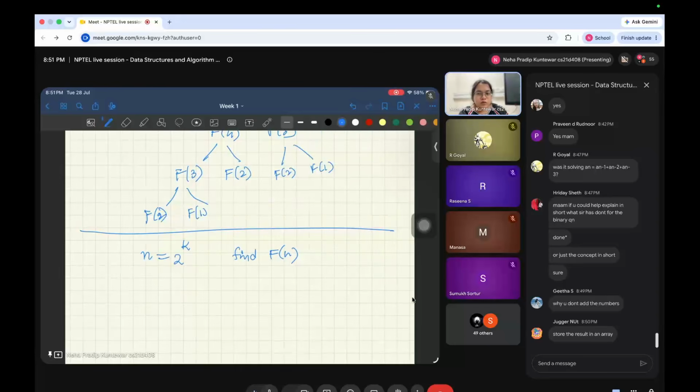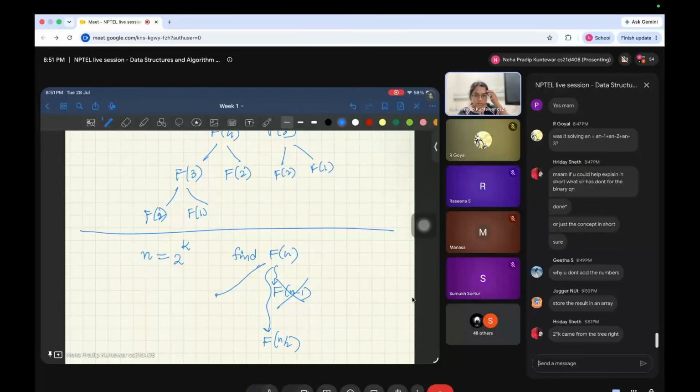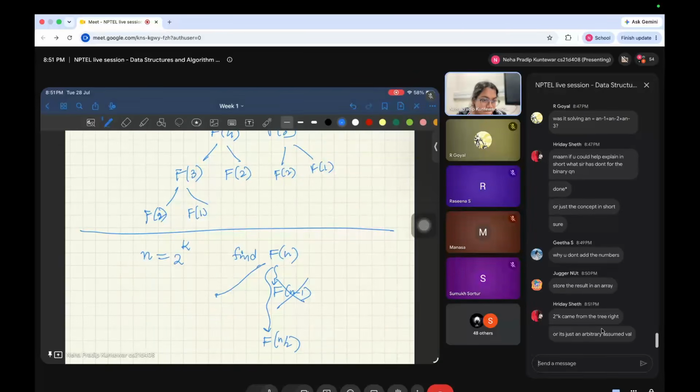What if, instead of going to f of n minus 1, let me jump all the way down and find f of n by 2. Yeah, sorry, I was not looking at the questions. Yeah, I'm assuming an arbitrary value. It just becomes easier if n is a power of 2, but if it is not, then you need to do some extra steps to make it work.